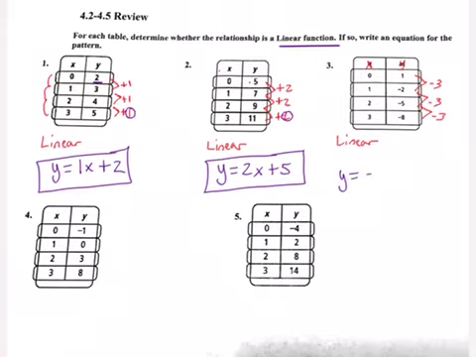So you've got y equals negative 3x. And then if we plugged in 0, you get negative 3 times 0 is 0, but we're supposed to be at 1. So our equation needs to have a plus 1 at the end. So y equals negative 3x plus 1.